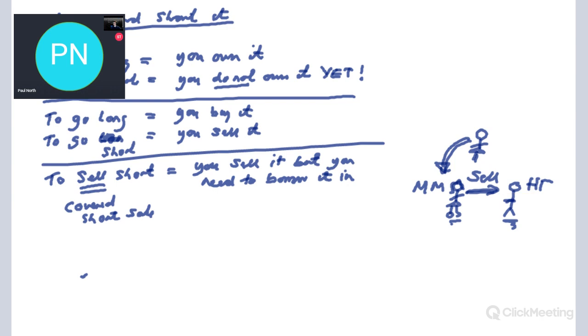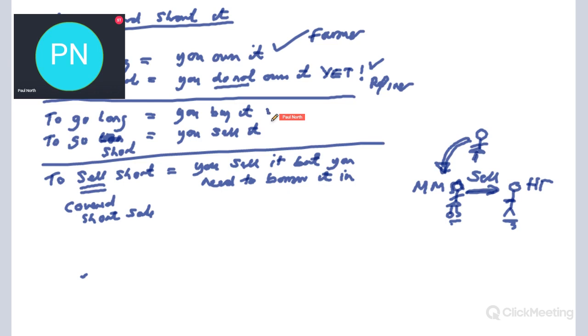So we have to be mindful when people are talking about long, short, you've got to put it in context. When we say to be long of something, it simply means you own it. To be short of something means you don't own it yet. And if you want a way to remember that, just think of the farmer. He is a natural long. And the refiner is a natural short. But of course, the farmer from time to time will want to buy something. And the refiner will want to sell something.